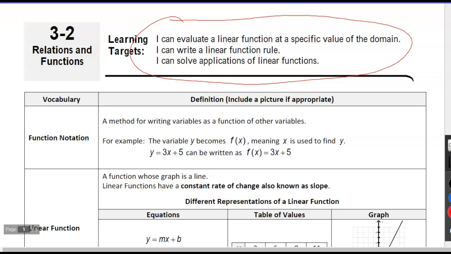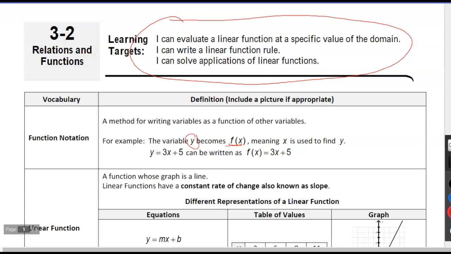Okay, so function notation is a method for writing variables as a function of other variables. What does that mean? For example, the variable y becomes f of x. So we're just switching them, meaning that x is used to find y. So just another way to write it. So instead of writing y equals 3x plus 5, we would say that the function of x, or f of x, equals 3x plus 5.